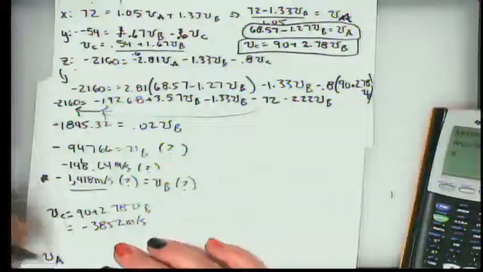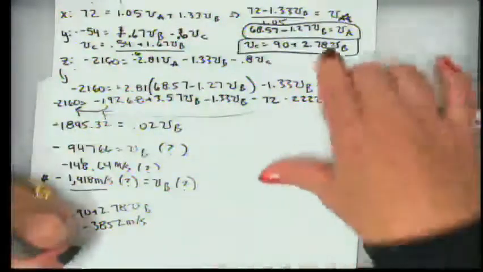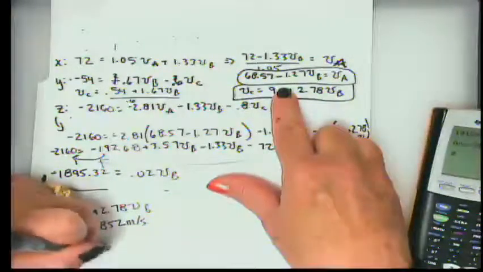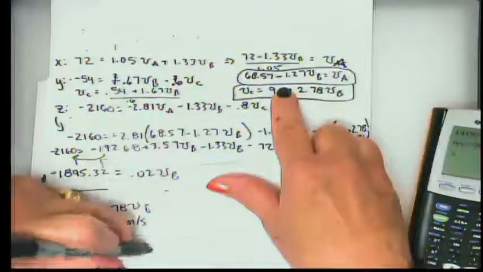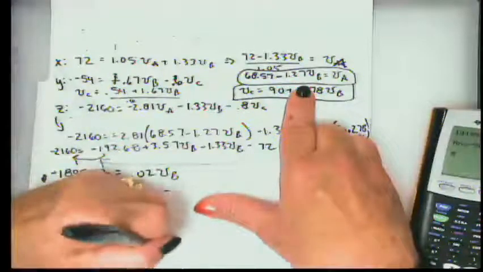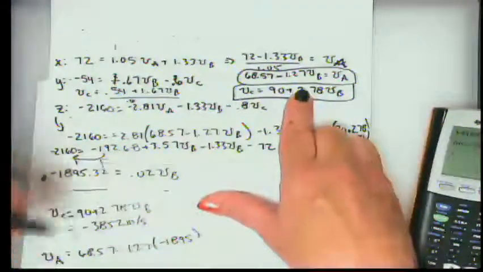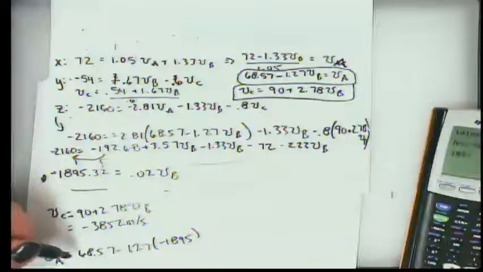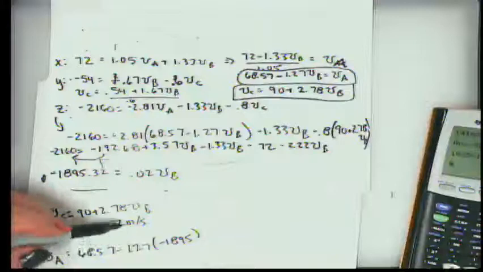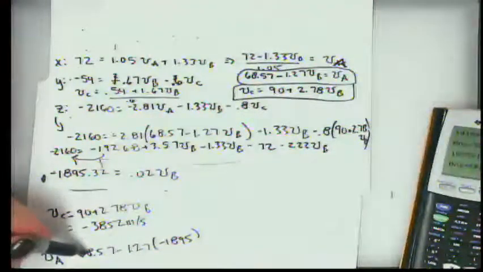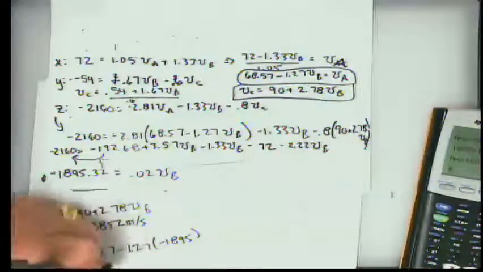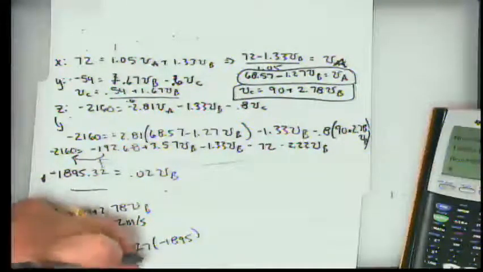And then last but not least, V sub A would go back to this, and it would be 68.57 minus 1.27 V sub B, which is when I'm using negative 1895. And so if you get 1895, now here you get a positive value because negative times negative, which I still don't believe, but 68.57. So that would give you a V sub A value of 2475 meters per second.